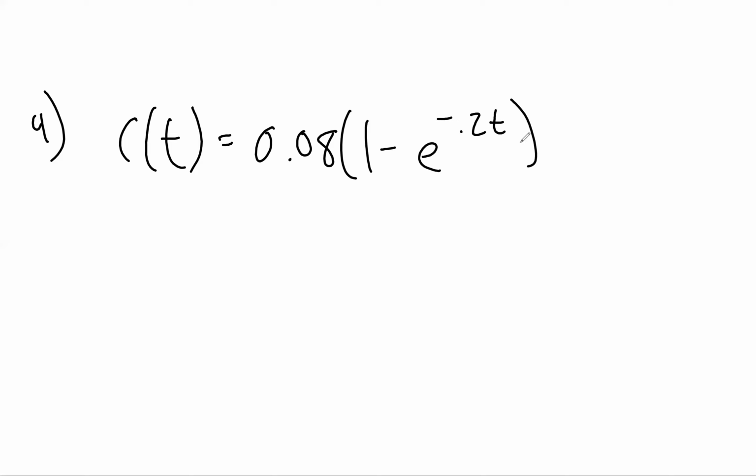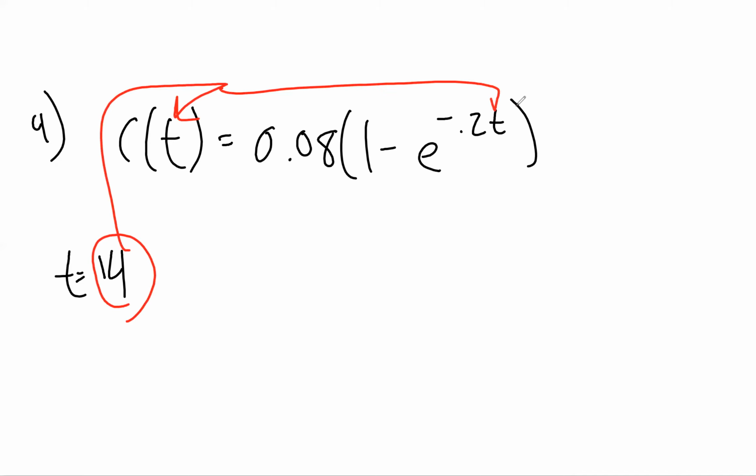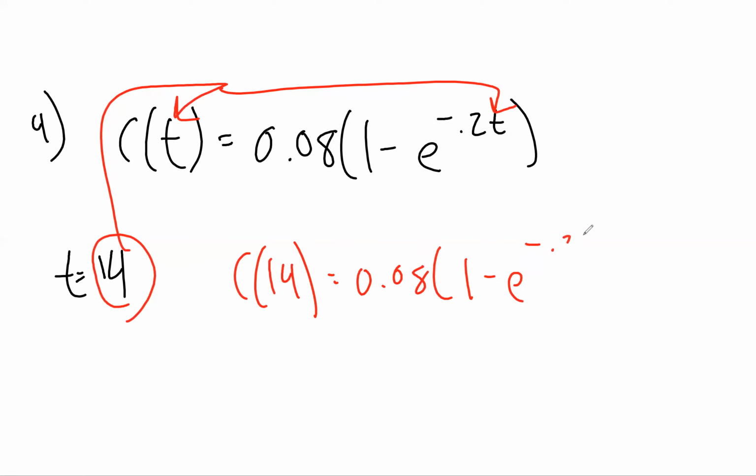And then it goes on to say, what is the concentration after 14 minutes? Round to 3 decimal places. Well, they're telling us that T is equal to 14. All we have to do, literally, is take this 14, put it here, and put it right there. So we will have C of 14 equals 0.08 parenthesis 1 minus E to the negative 0.2 times 14. And then we're going to type this right into our calculator.